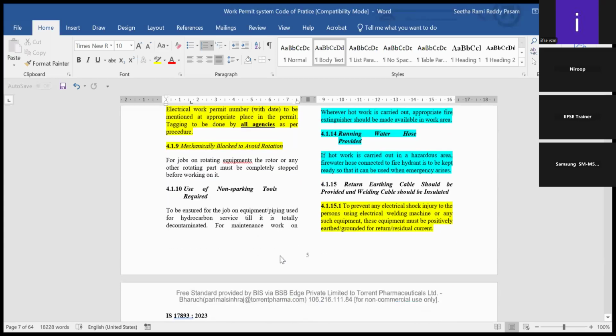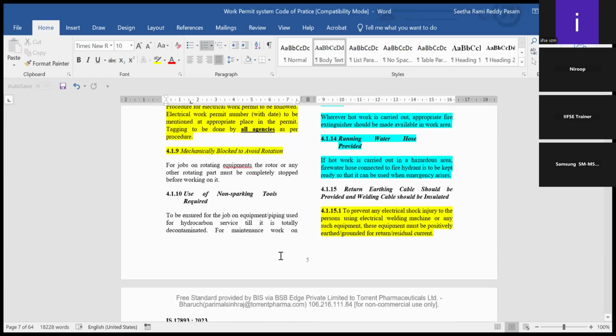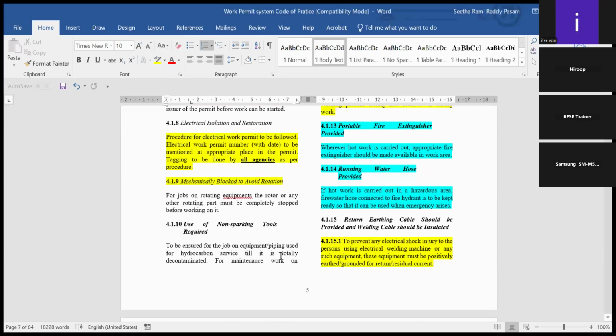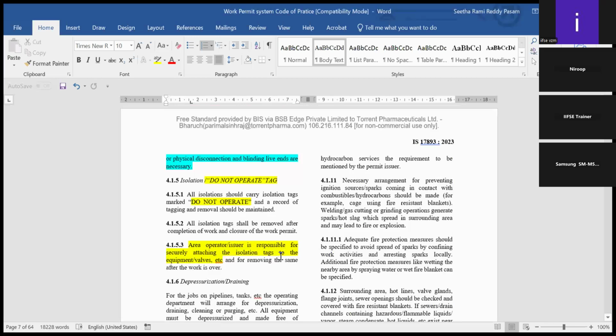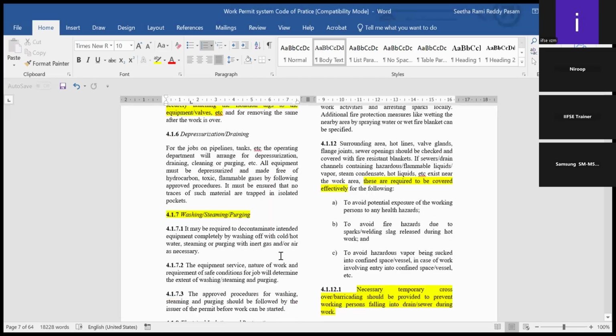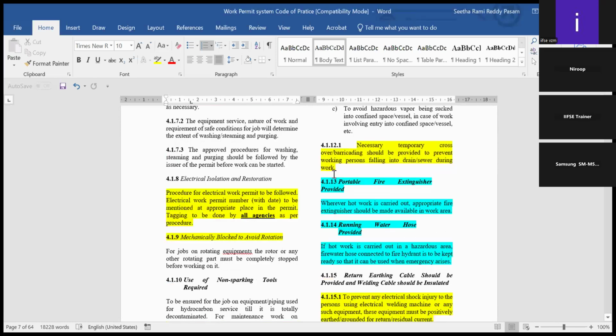Then use of non-sparking tools. Again, wherever there is a chance of a flammable atmosphere, in those areas we should definitely use non-sparking tools. Necessary temporary crossover or barricading should be provided to prevent the workers from falling into drains or sewers during the work. In case of any floor openings, we have to ensure that we have a hard barricade, so that we can avoid people falling into the drains, sewers or pits.